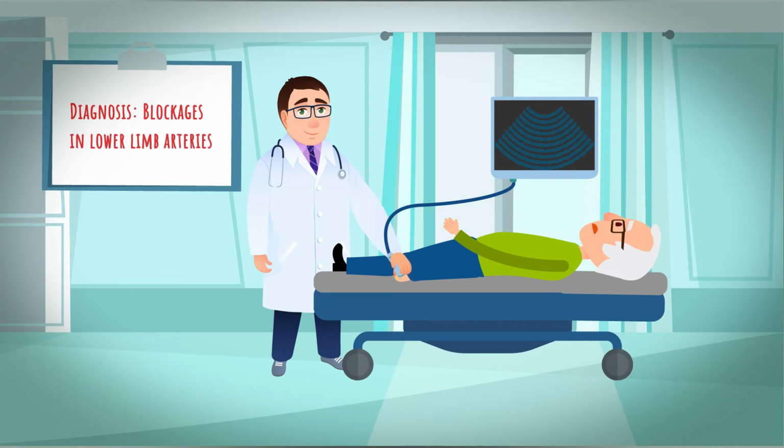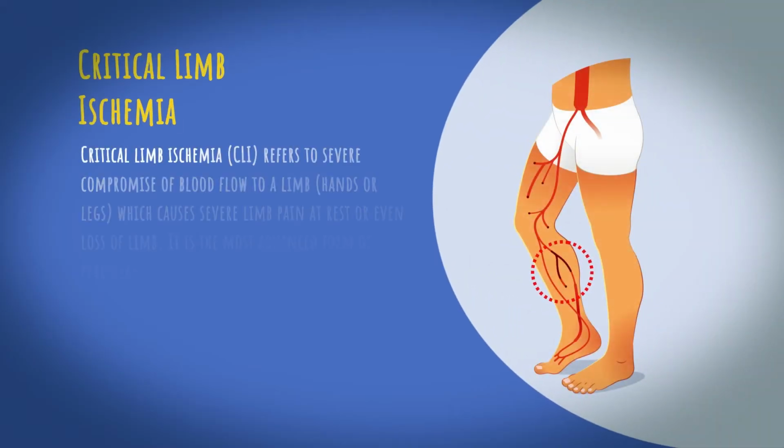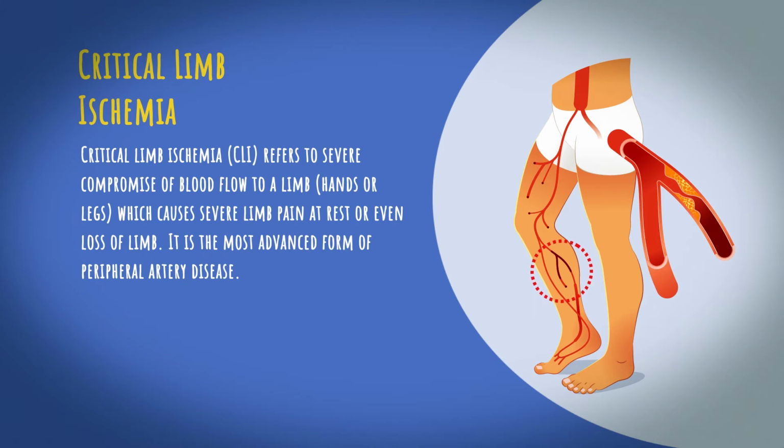Vascular assessment shows blocks in the lower limb arteries. Dr. Raghu then performs angioplasty to remove the blocks. Critical limb ischemia refers to severe compromise of blood flow to a limb which causes severe limb pain at rest or even loss of limb. It is the most advanced form of peripheral artery disease.